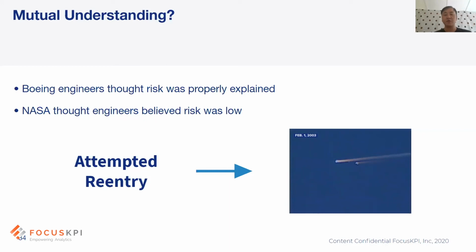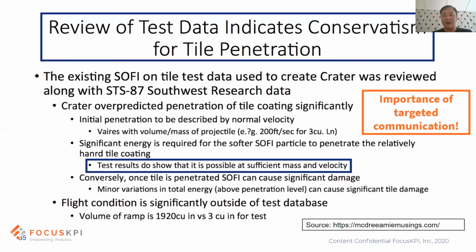So they attempted re-entry, and on February 1st, unfortunately, the shuttle exploded while re-entering the atmosphere. Everybody was shocked because I thought Boeing said that everything was fine. So if we look back on this data, right?